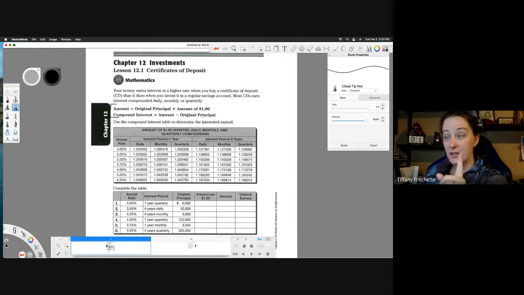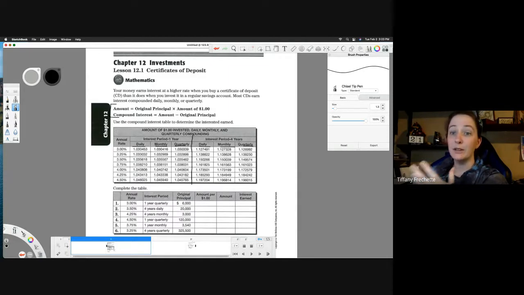You need to pay attention to that, because there's a line here that kind of divides this into almost 2 tables. We have the 1 year portion and we have the 4 year portion. And then we have daily, monthly, quarterly for each one. So you need to know, is it 1 year daily? Is it 1 year monthly? Is it 1 year quarterly? Depends on which one you're going to choose. 4 year, is it 4 year daily, 4 year monthly, 4 year quarterly?